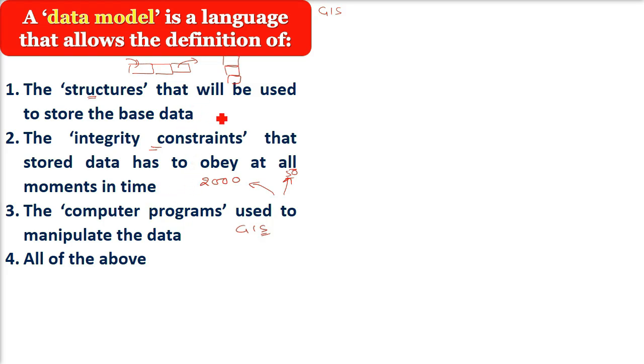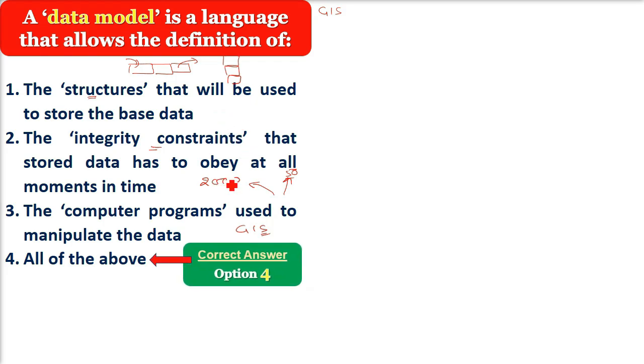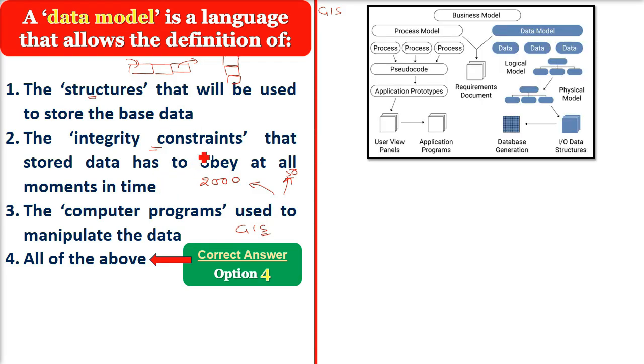A data model is a language that allows the definition of all of these. There are multiple options here. Yes, you guessed it right. It's option number 4, all of the above. So the structures along with the integrity constraints, and on that basis a computer program is made. So this data model is not only for GIS, it's for various other purposes.